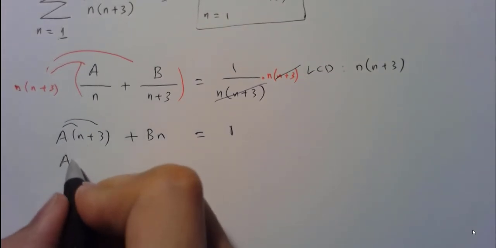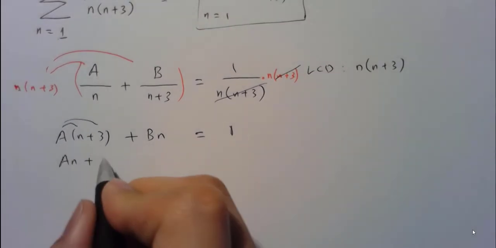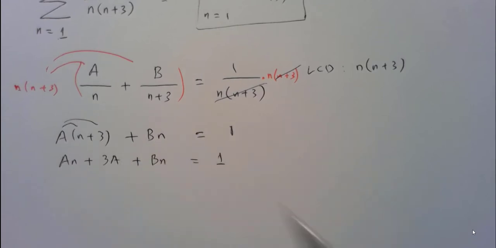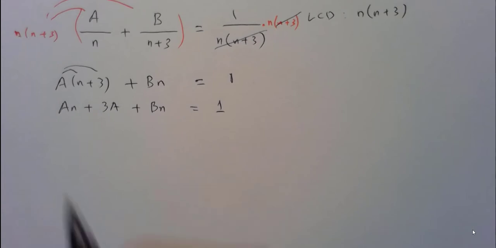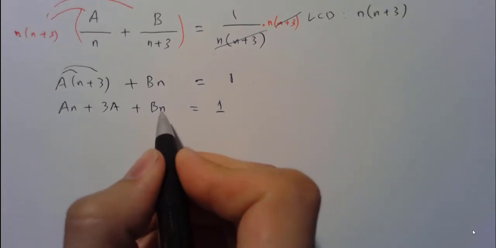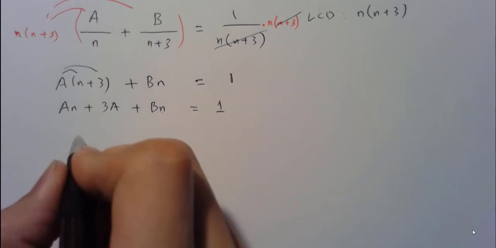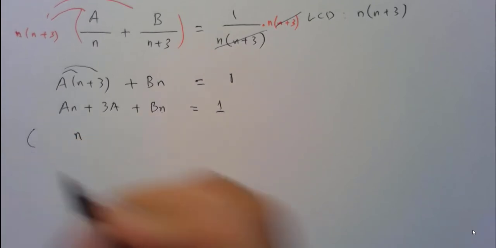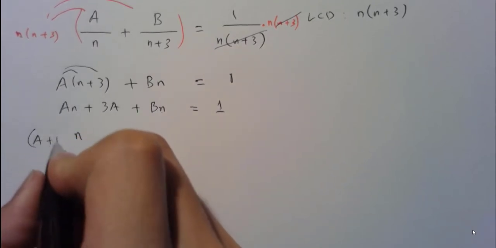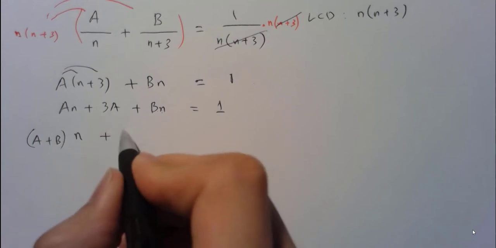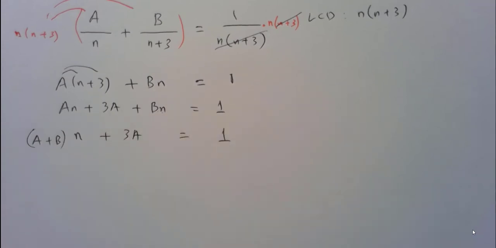A times n is an, plus 3 times a is 3a, plus bn equals 1. Okay. The variable here is the n, so we have n and n. Let's combine the n together. So we factor out the n. You should have a plus b. Right, I pull out the n. And then we have a constant 3a equals 1.